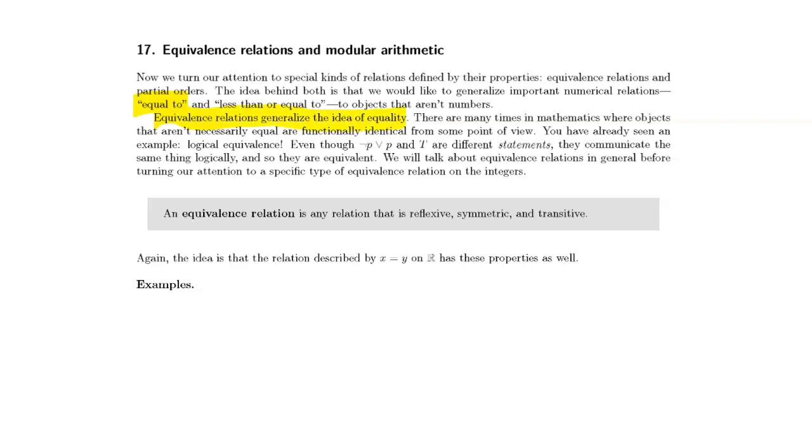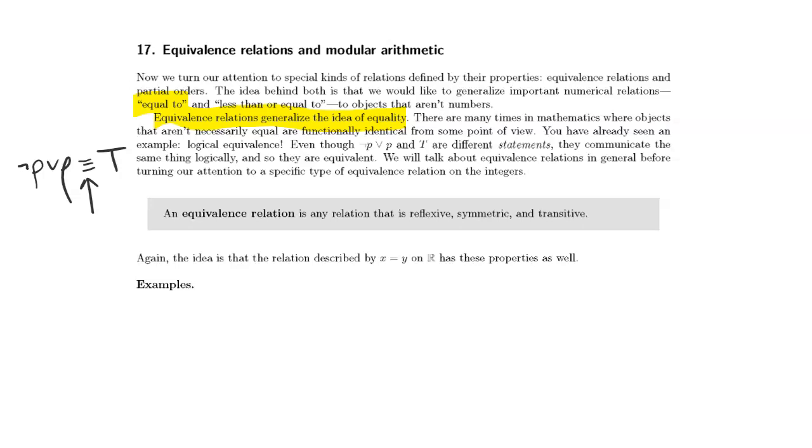There are many times in mathematics where objects that aren't necessarily equal are identical from some point of view. And in fact, we've already seen a couple of these. For example, even though the statement not P or P is equivalent to the statement that's always true, they're different statements. So this equivalence is an equivalence relation. It's a type of relation with certain properties. So we're going to talk about equivalence relations in general, and then we're going to turn our attention to a special type of equivalence relation on the integers.